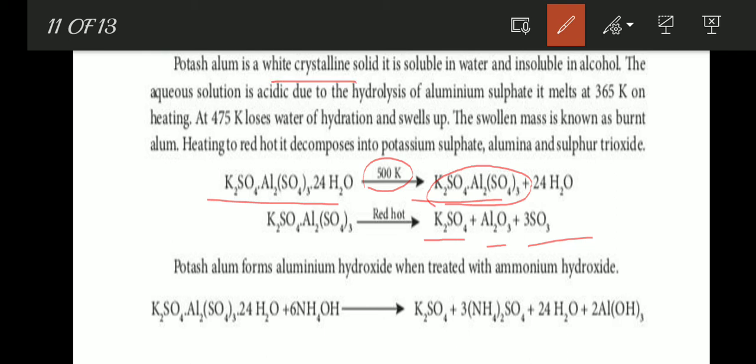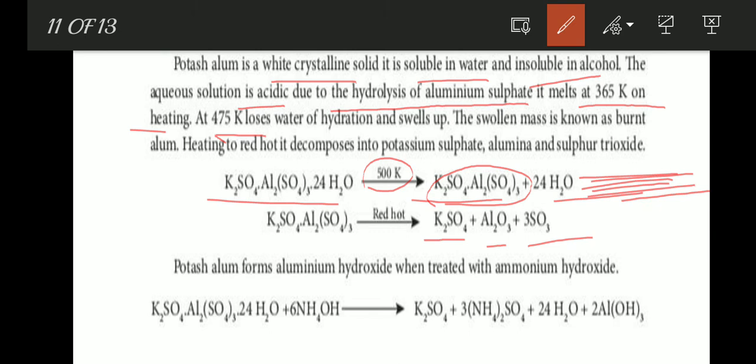Potassium alum is a white crystalline solid, soluble in water and insoluble in alcohol. The aqueous solution is acidic. Why? Due to the hydrolysis of aluminum sulfate. It melts at 365 Kelvin on heating, and at 475 Kelvin loses water of hydration and swells up. The swollen mass is known as burnt alum. On heating to red hot, it decomposes to potassium sulfate, alumina and sulfur trioxide.